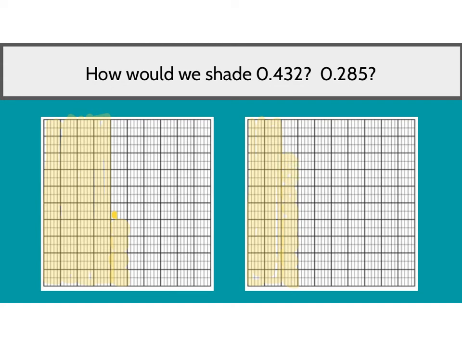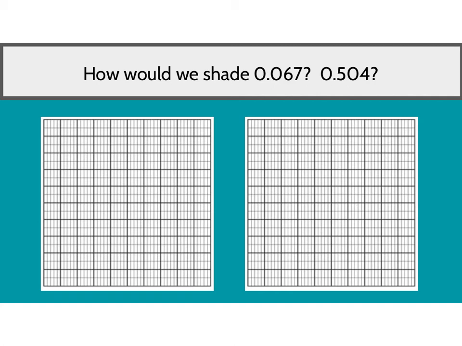And then we're going to move over to our last digit, which is the 5. And we are going to try very hard to shade 5 of those tiny little rectangles. And that is what that would look like there.